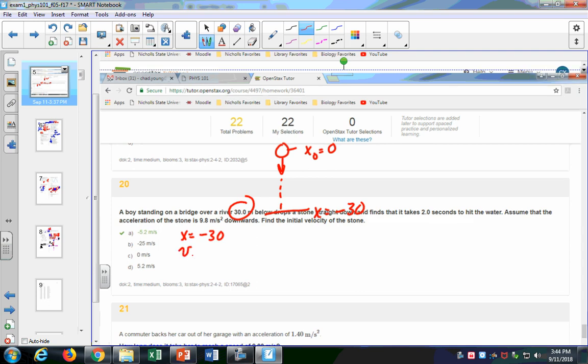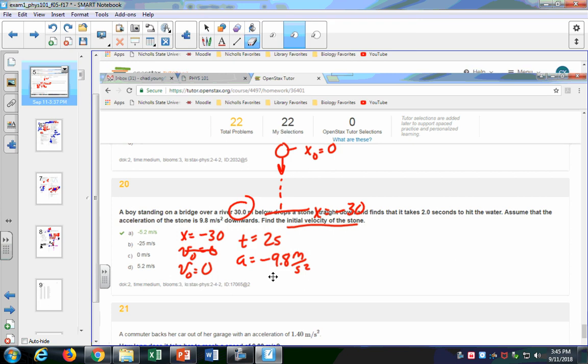V naught is 0, because you know you're dropping it. Initially you're just holding it, and then you let it go. Oh wait, no. This one, you did not drop it, because you're looking for the initial velocity. So you're actually sort of throwing it down a little bit. So I don't know what V naught is. I know that it takes 2 seconds, and I know the acceleration is minus 9.8. We would say minus 10. So I want to know what V naught is.